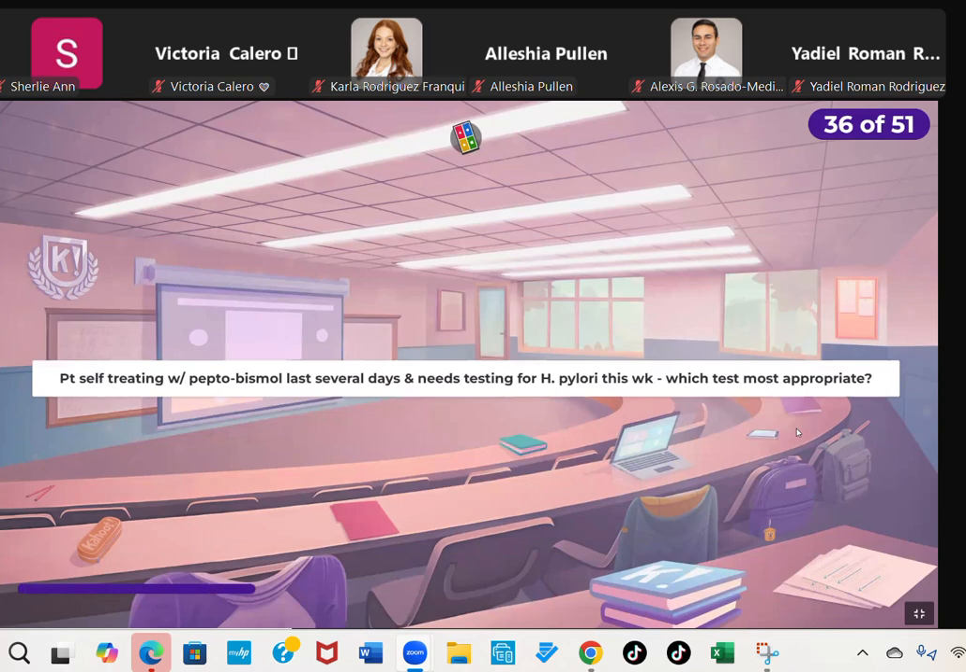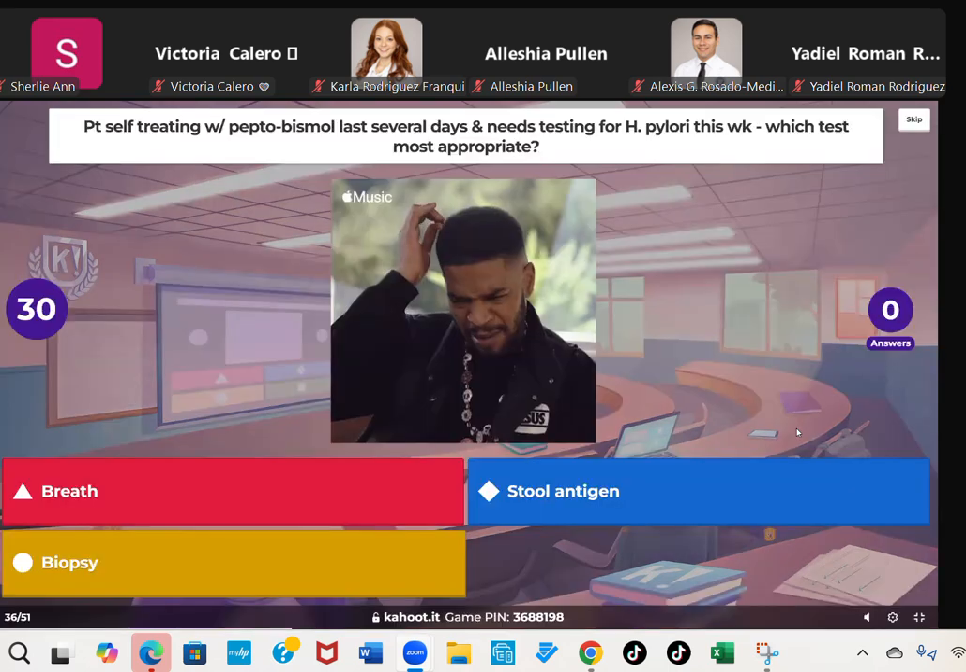All right, self-treating with Pepto-Bismol the last several days and needs testing for H. pylori this week. Which test is most appropriate? Breath, stool antigen, biopsy.